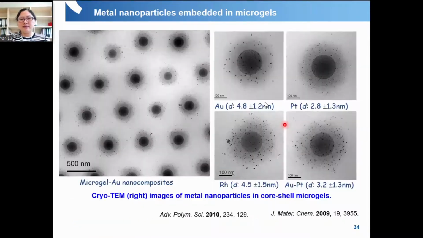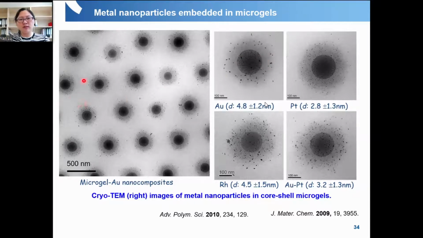And of course, you can also deposit different kinds of metal nanoparticles instead of silver. In this case, we use gold, platinum, rhodium, or even bimetallic nanoparticles. In all cases, you can see you have a very nice homogeneous system. And these small black dots here are the metal nanoparticles. They are well deposited into these cationic microgels.